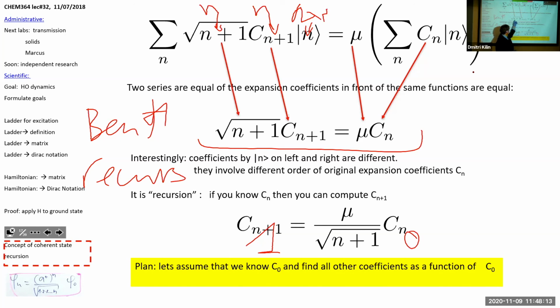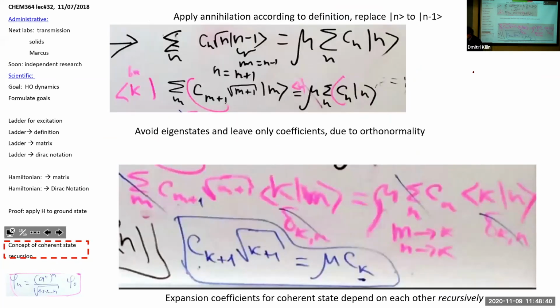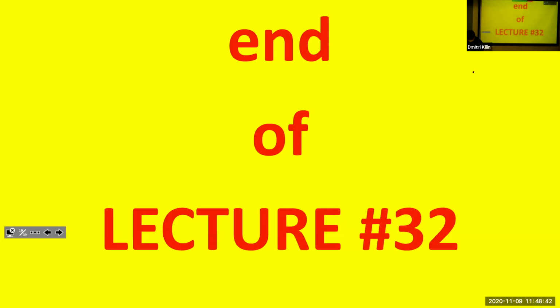both by square root of n plus 1, we will have our recursion relation, which means as soon as we know the lowest expansion coefficient, we can find the first one. As soon as we know the first one, we can find the second one. And then we run up, and through this recursion relation, we find all of them. So basically, now we need to find only two things, mu and C naught. I believe it is the last thing for today.